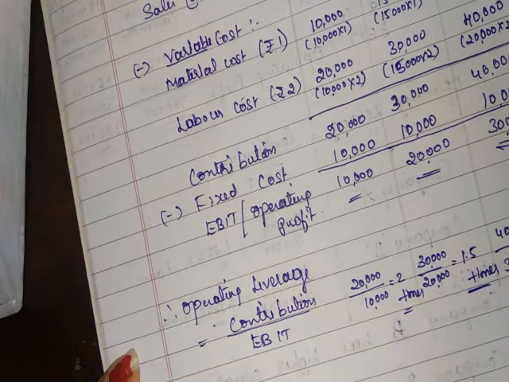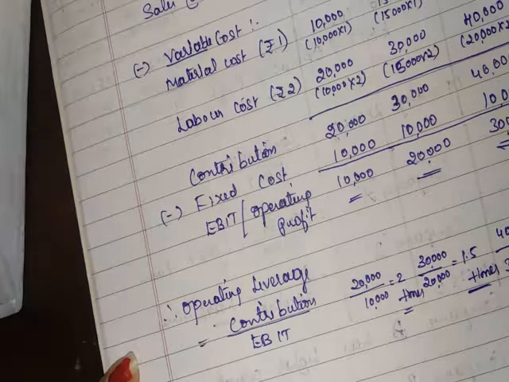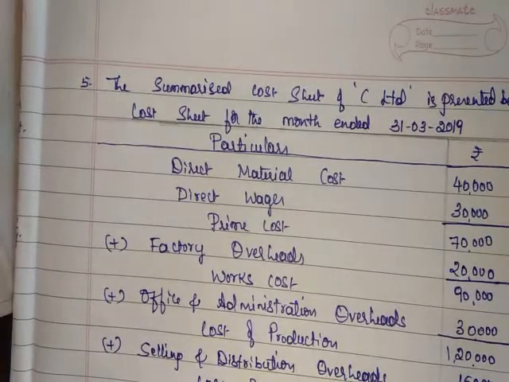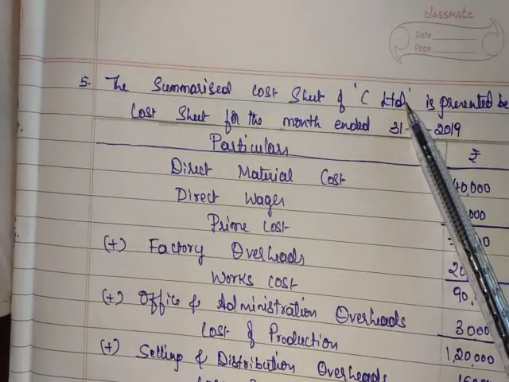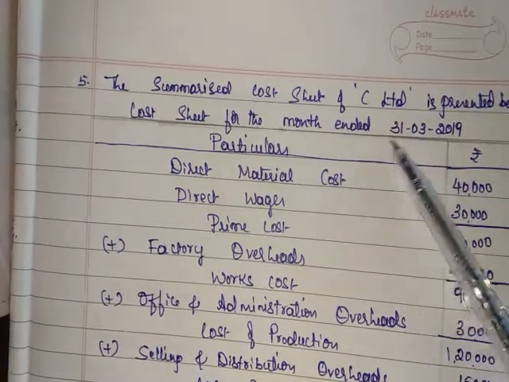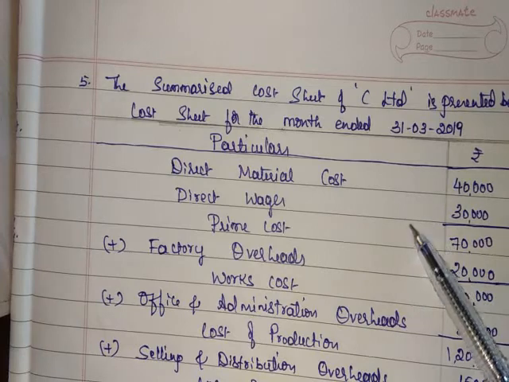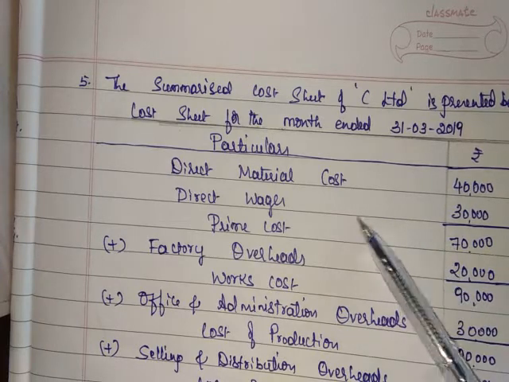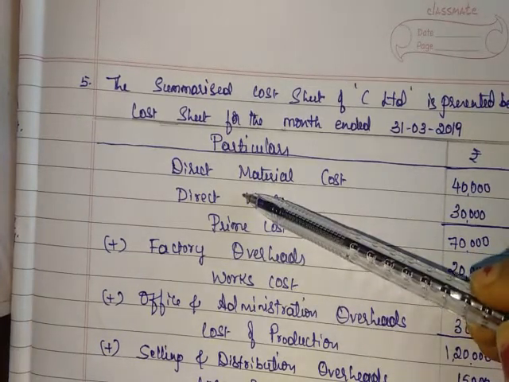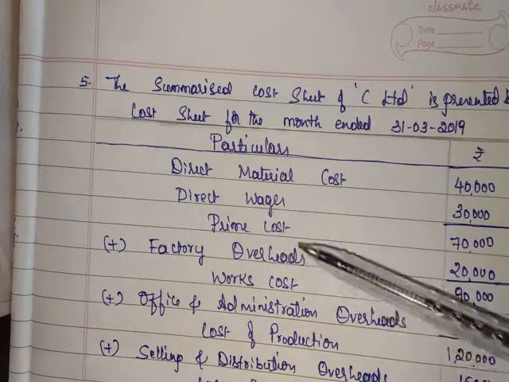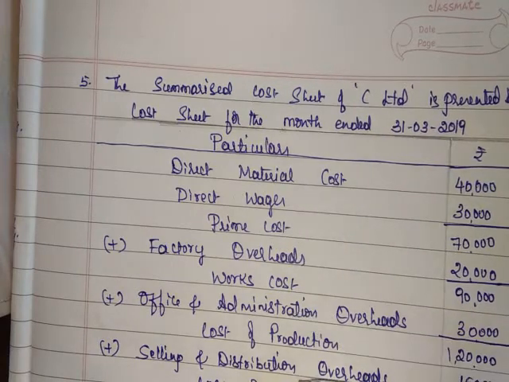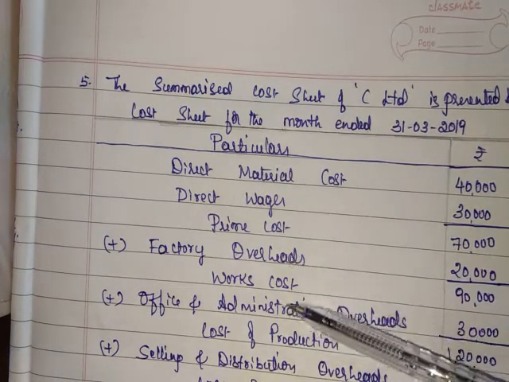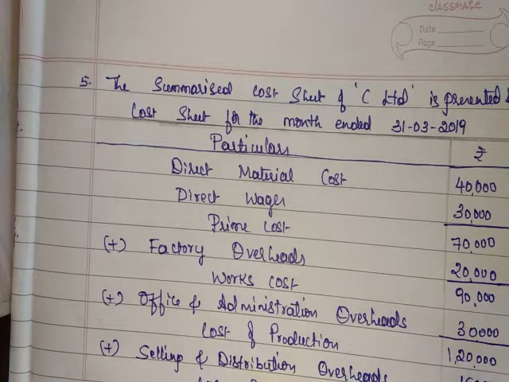Next, we'll go for another problem. Fifth problem: the summarized cost sheet of C Limited is presented below. Cost sheet given: direct material cost, add wages. So these two are variable cost. Then factory overhead, office and administration overhead, selling and distribution overhead. So these are fixed cost. Cost of sales, add profit, sales. So we need a sales figure.